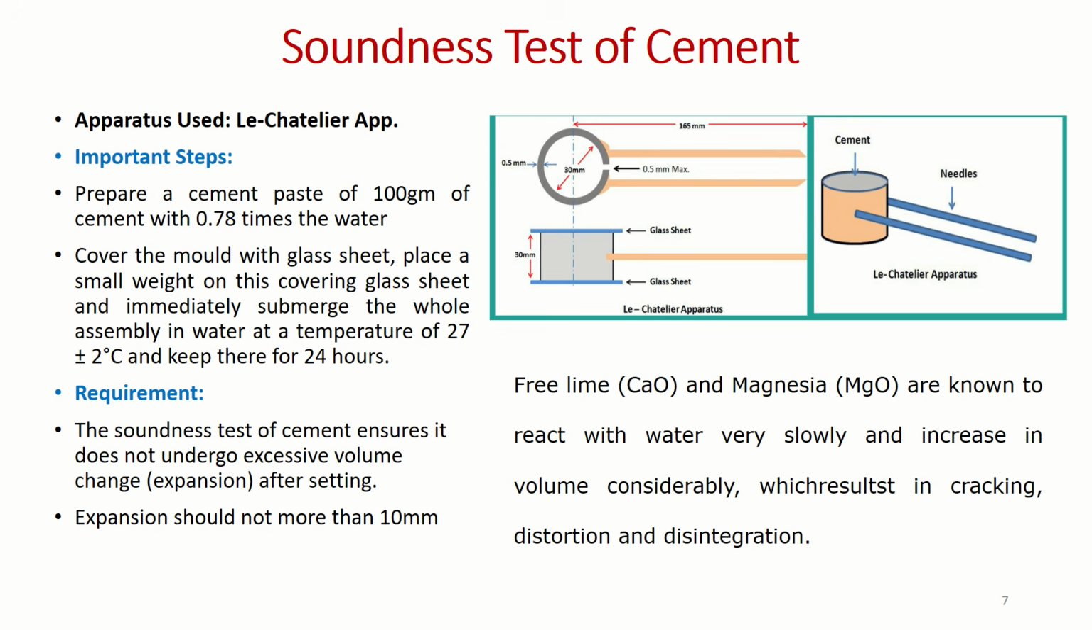Next test is the soundness test of cement. Normally cement contains free lime and magnesia that, when reacting slowly with water, increase its volume considerably. Sometimes this change in volume may cause cracking and disintegration in the cement. So whatever cement we are using for concrete should be sound, meaning there should not be any volume change. Whatever size we prepare, that size should be retained after 24 hours.